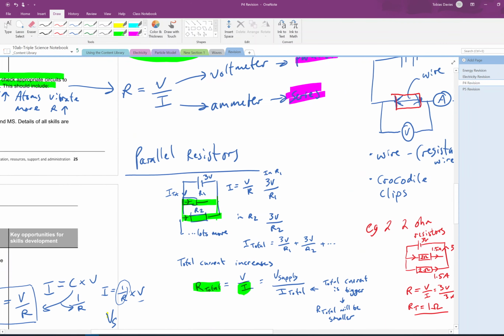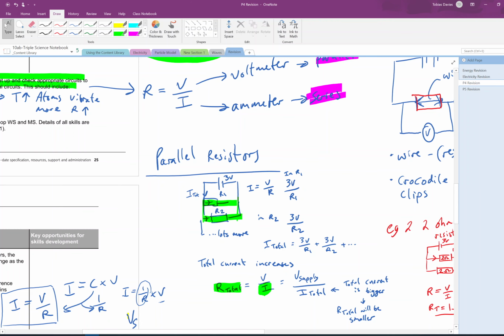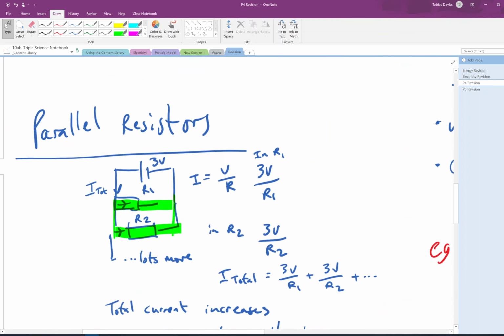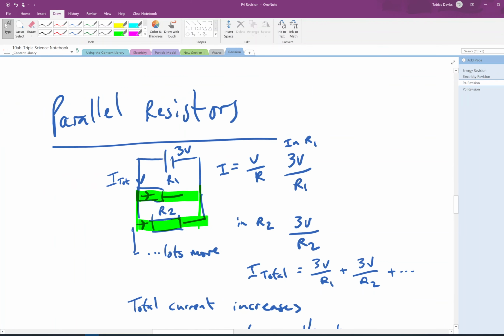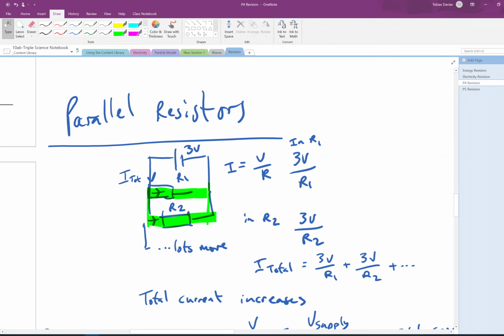Now, I'm going to look a little bit at parallel resistors. It is incredibly complicated, what I'm about to go through here. So bear with, okay? Maybe this is more applicable to higher tier than foundation tier. There is a formula for looking at the total resistance. It's just not one that you need to know, so I'm not going to go into it.